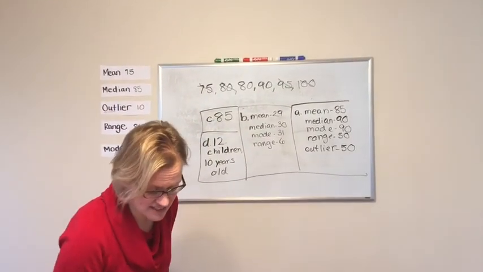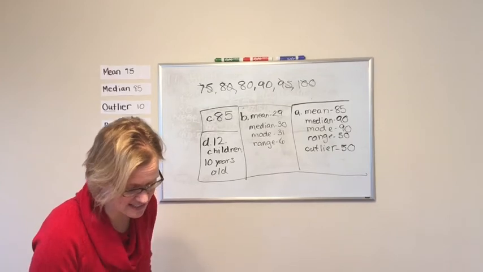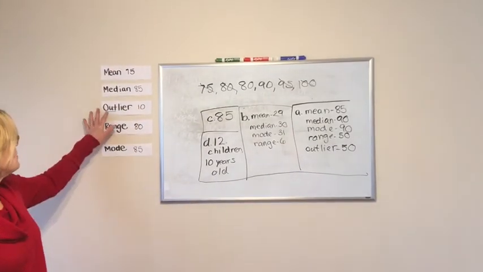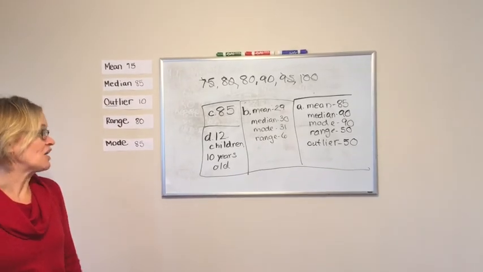So that is our lesson for today. Lesson 97, mean, median, range, mode, and also we learned about outlier. I hope you learned something new.